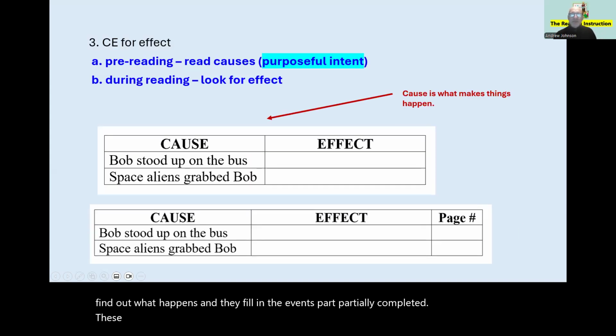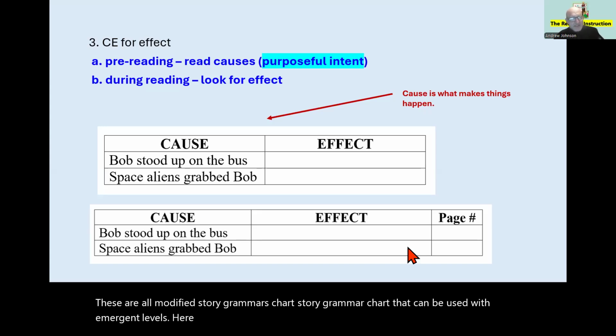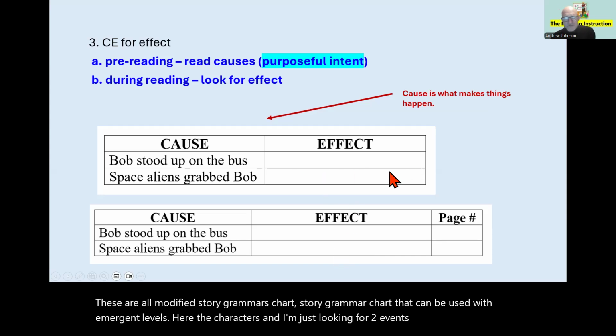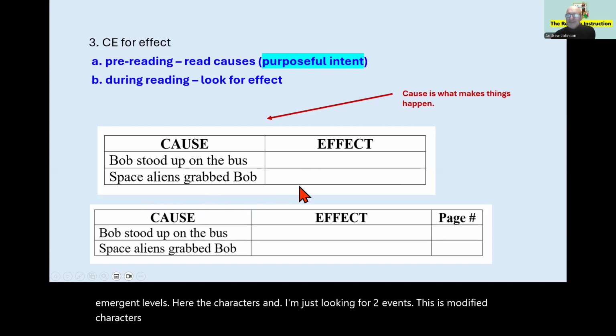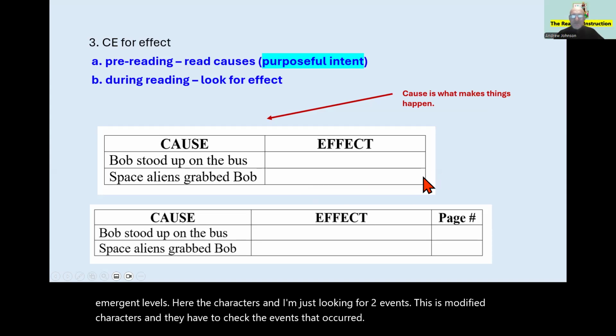Adopt and adapt. Cause and effect, and this is always difficult to teach, and here's a simple way. A cause is what makes things happen. The effect is what happened. As a pre-reading activity, you say, boys and girls, in this story, Bob stands up on a bus. We're going to read to see what happens. What is the effect of that? Space aliens grabbed Bob. We're going to read to see what is the effect. What happens next? So this is a cause-effect chart.